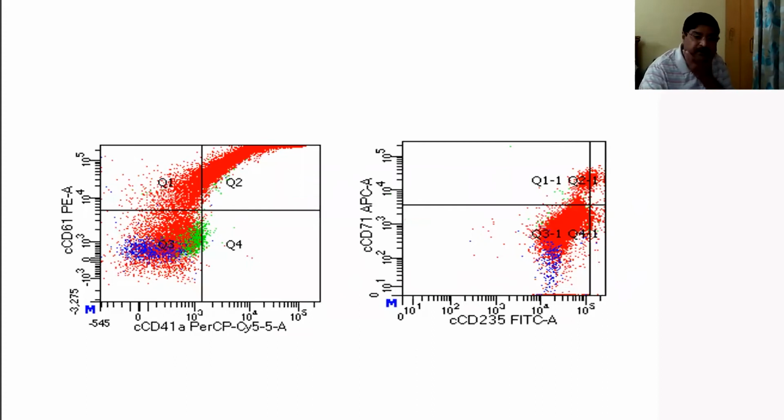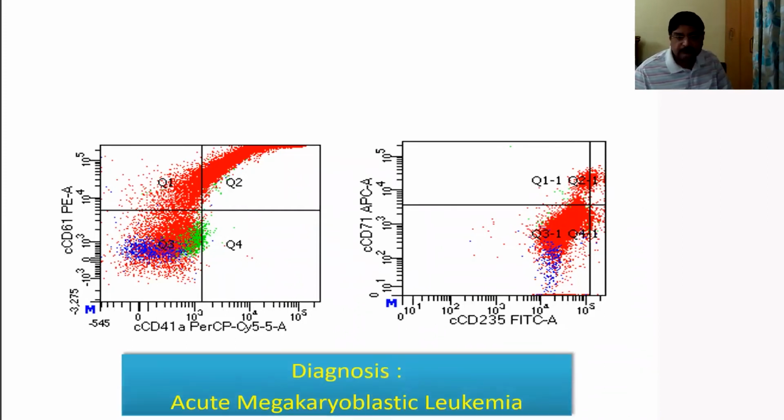Here what you find is that they are positive for cytoplasmic CD61. CD61 is what? Glycoprotein IIb/IIIa. So you have a population which is positive for cytoplasmic CD61, and they are negative for CD235, which is glycophorin A, and CD71, the transferrin receptor. So this is very clear that you are making a diagnosis of acute megakaryoblastic leukemia. Next. So it is an acute megakaryoblastic leukemia.